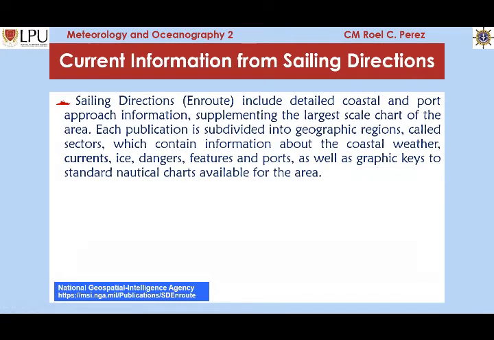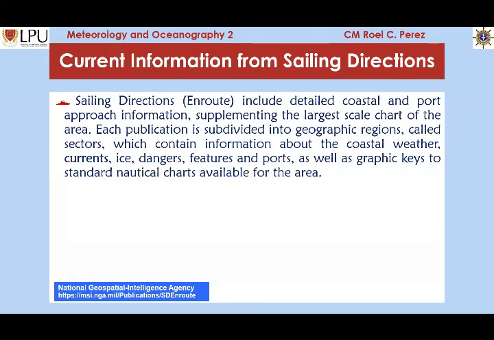Okay, next is current information from sailing directions. Sailing Directions En Route. This is for the US. Of course, there is also the Admiralty Sailing Directions, which you can also use. But I just put here an example. I use the US version. But maybe you cannot see this on board because most vessels are using the Admiralty series.